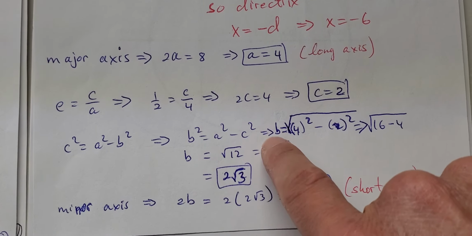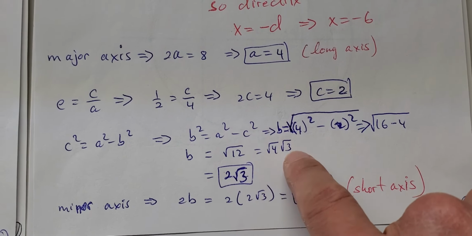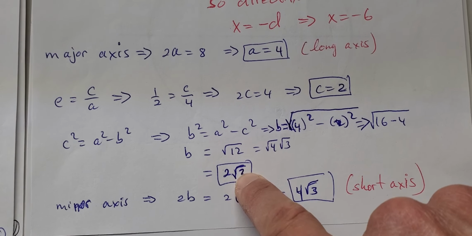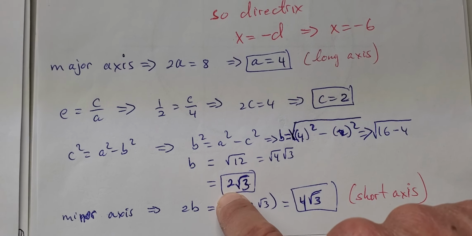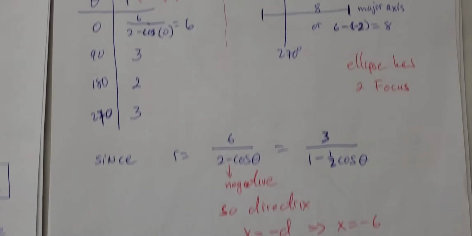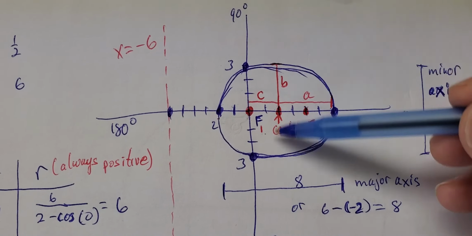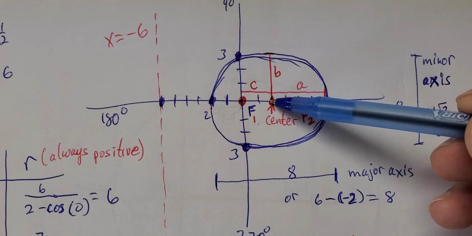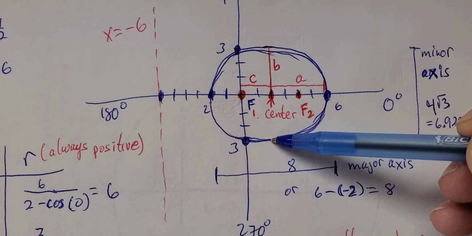Well, we don't want the square, we want the square root. So the square root of 12, which is 4 times 3. The square root of 4 is 2, and the square root of 3 is just the square root of 3. So b is 2 square root 3. So this is the distance of b. Where is b? From the center to the top vertex. That is the distance of b. Same thing on the bottom, from the center to the bottom will be the vertex on the other side of b.